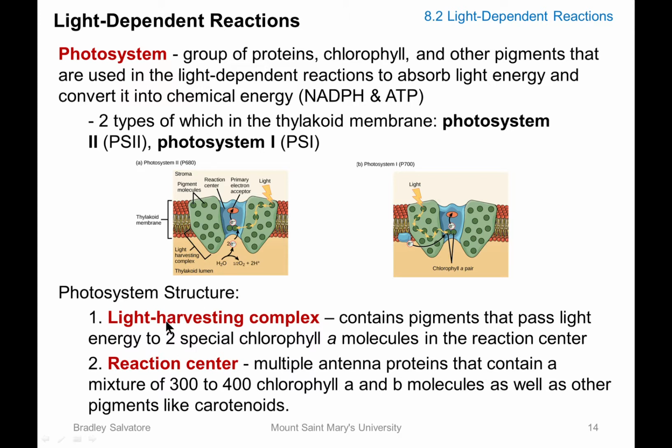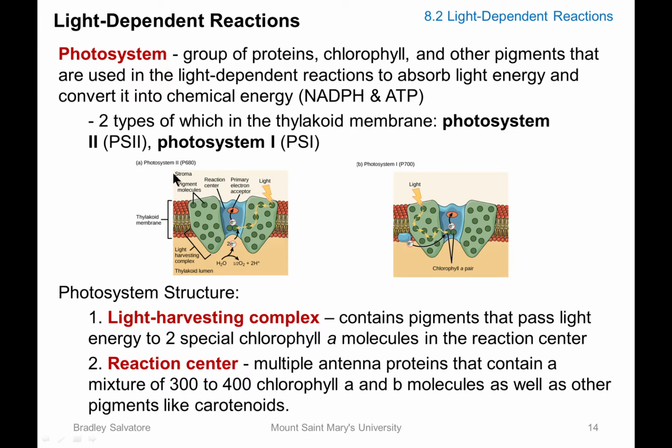So the general structure: you will have the light-harvesting complex, which are these green parts right here with the pigment molecules. You can see that in photosystem 2, and in photosystem 1 as well. These are responsible for absorbing light. Light will come in as a photon, which is essentially a package of light. Light acts as a wave, and it also has particle-like properties as well. So light comes in as a photon.